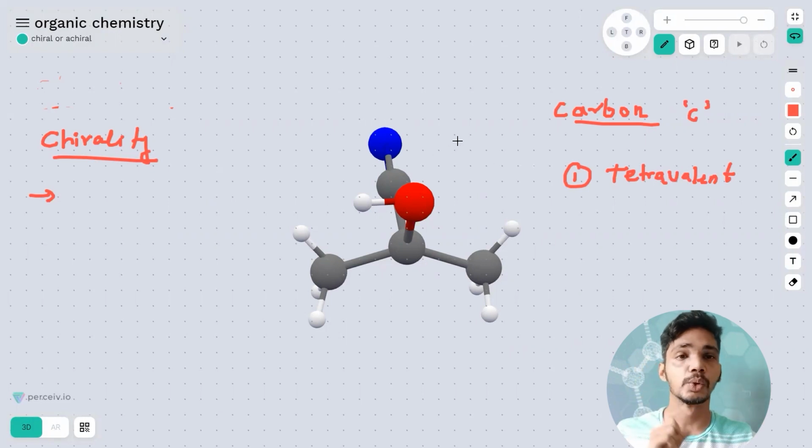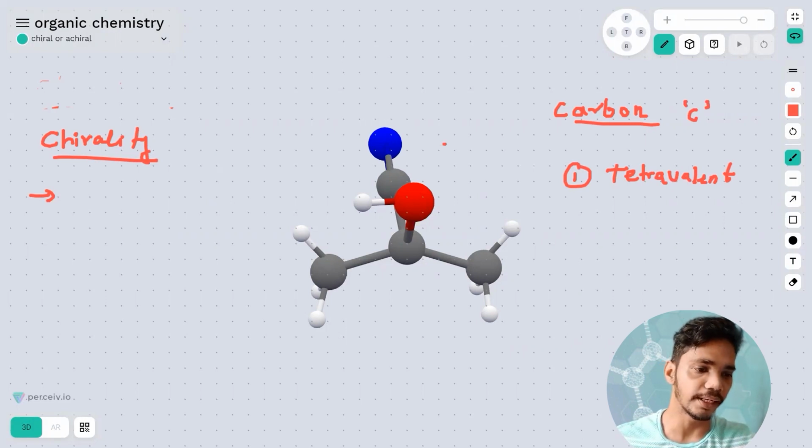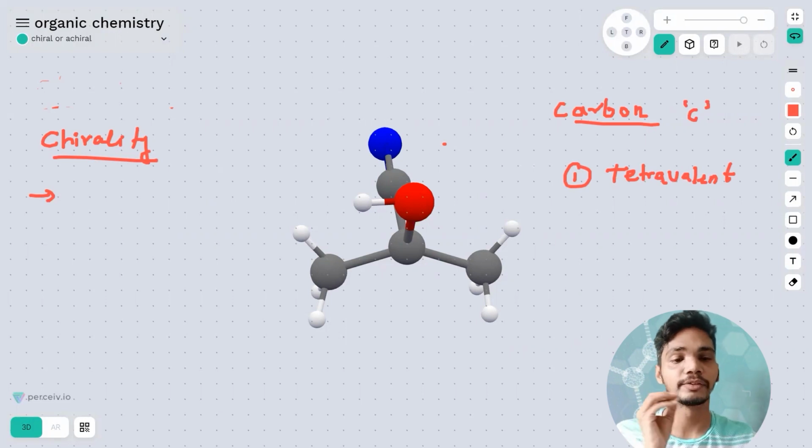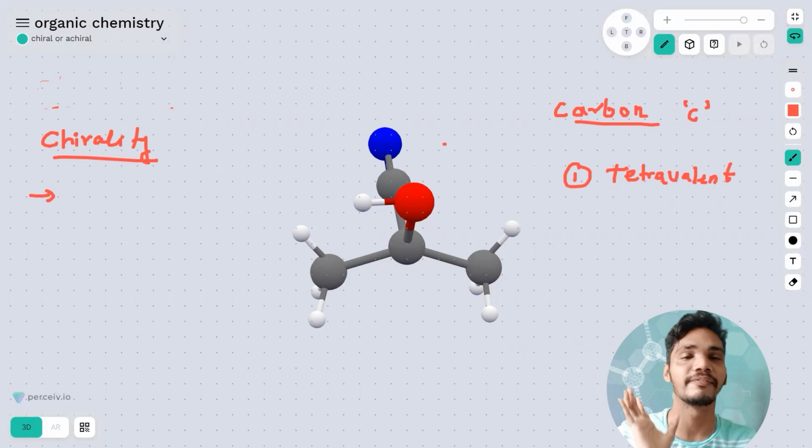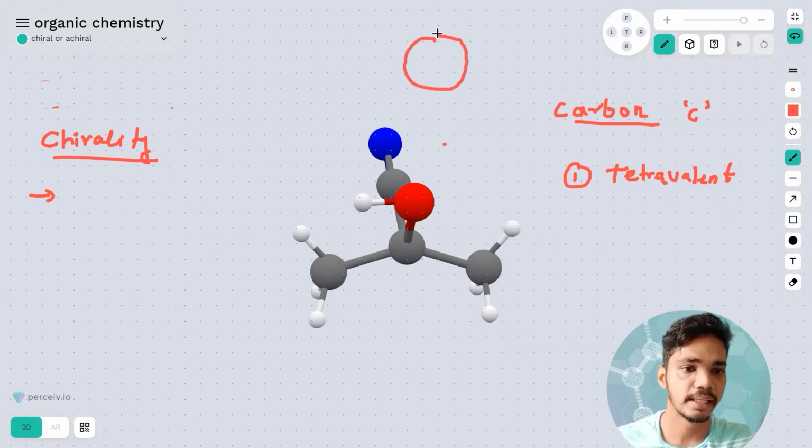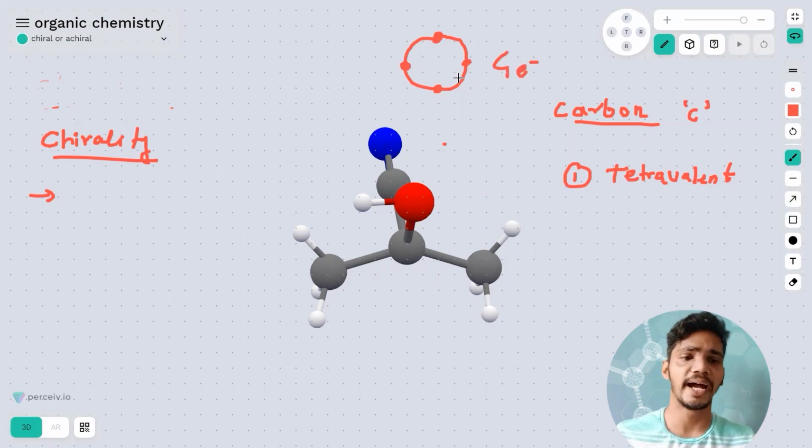We know the rule of octet and the rule of duplet. According to the rule of octet, an atom needs 8 electrons in its valence shell to be stabilized. But look at carbon, it's very unique. How many electrons are there in its last shell? 4 electrons, very good. That is half of 8, and because of this, carbon's valency is tetravalent.